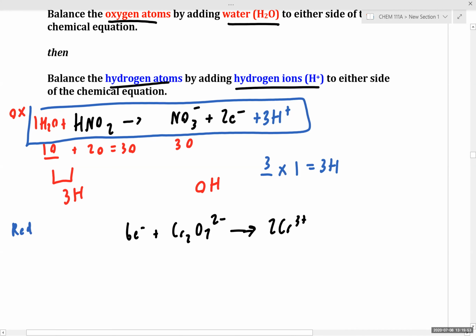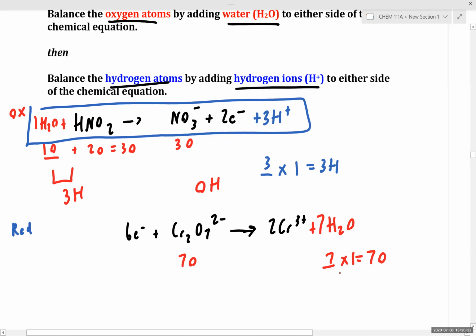Okay, so now that we have this equation set up, let's do a count for oxygen atoms. We have 7 oxygens on the left. We need 7 oxygens on the right, so we'll add water. And what times 1 will give us 7 oxygens? How many waters do I need to add to the right? 7.